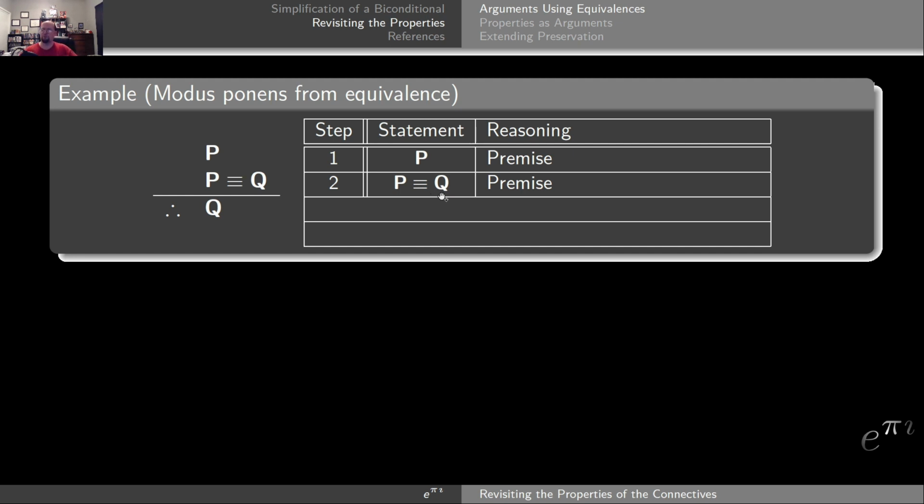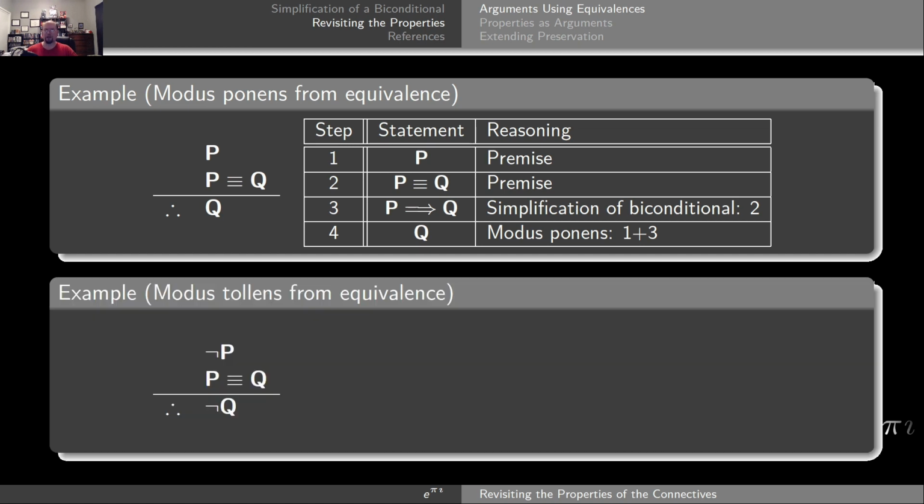Now, as demonstrated a moment ago, P is equivalent to Q implies that P implies Q, which I'll call the simplification of the biconditional using step 2. But now I have that P is true, and P implies Q is true. So by modus ponens, using steps 1 and 3, I now have that Q is true. So this basically shows that one can use modus ponens not just from an implication, but from a biconditional just the same way. I can also do this with modus tollens, basically the same way.